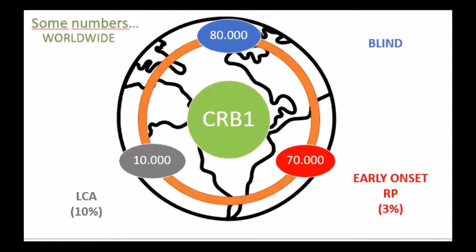And why do we want to know more about it? Because it's estimated that nearly 80,000 patients worldwide are or will become blind in their first decades of life due to mutations in the CRB1 gene. Also, these mutations are the second leading cause of Leber congenital amaurosis, with 10,000 patients affected around the world and accounting for 10% of cases of this disease. The mutations in CRB1 also cause early and adult onset retinitis pigmentosa, accounting for 3% of cases of all RPs and 70,000 patients worldwide affected with this phenotype.